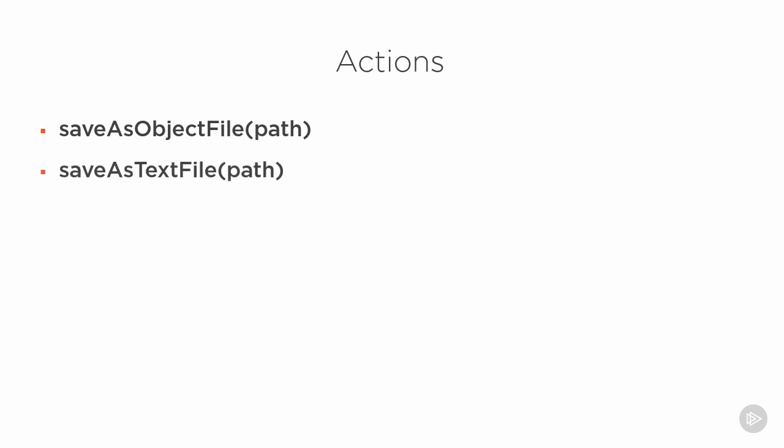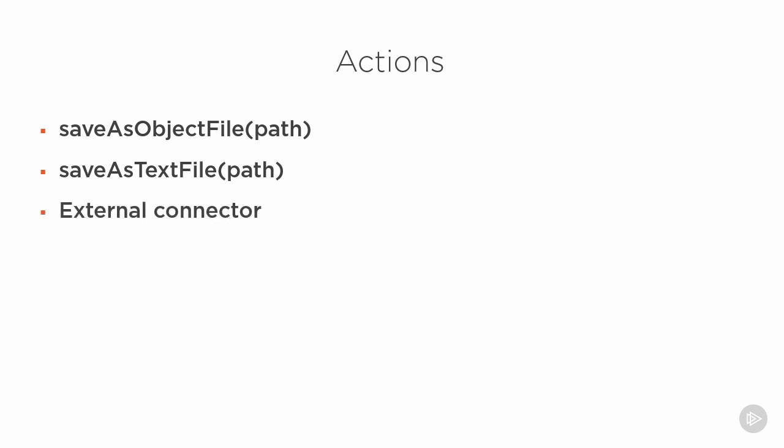We've already seen object files and text files when we loaded. Their corresponding save methods, saveAsObjectFile and saveAsTextFile, only require a path where to put the data. Note that saveAsTextFile will use the toString method defined on the objects in the RDD. If you cannot control this and would prefer a different format, then the typical suggestion is to map your objects into a string before saving.